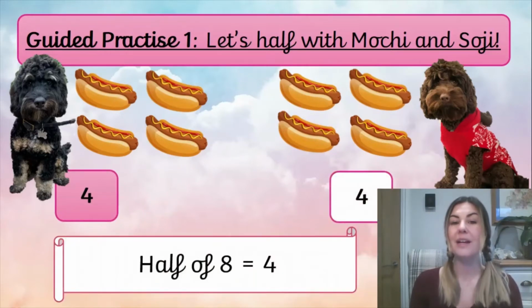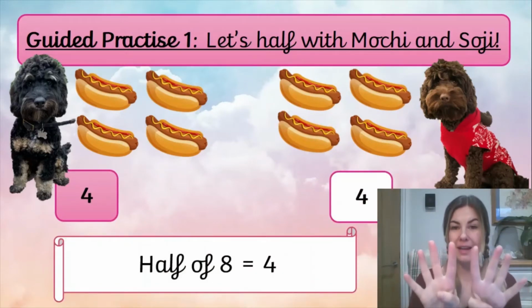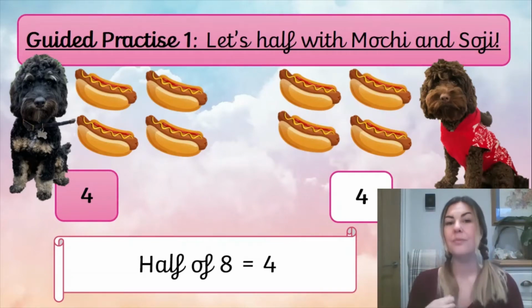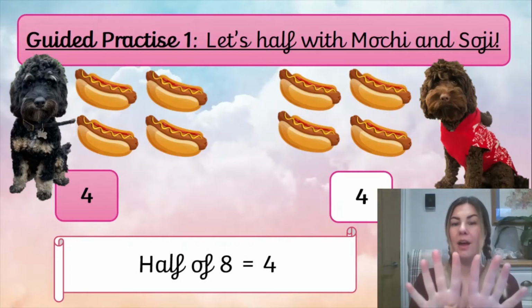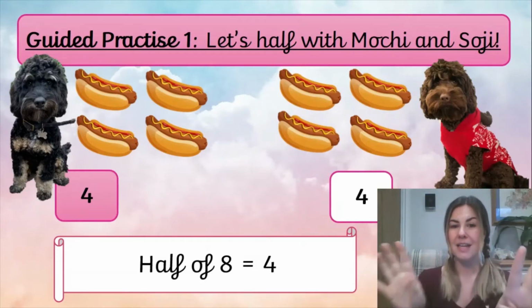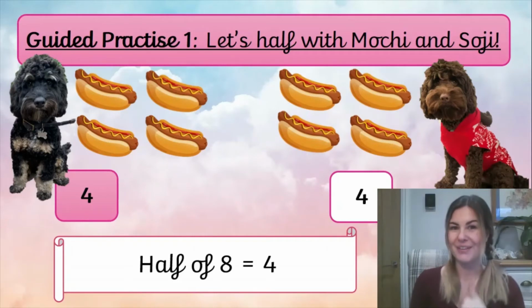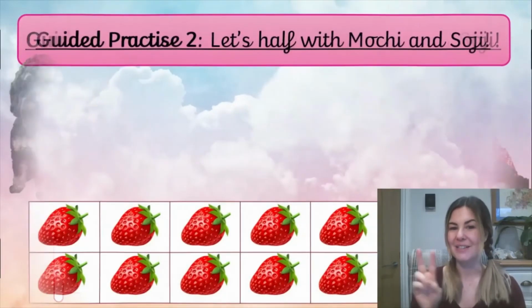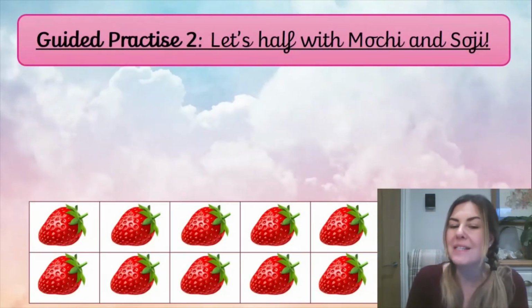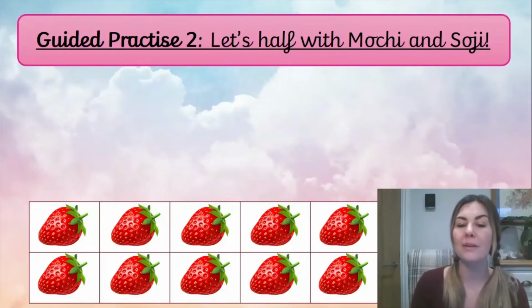So we have learnt that half of 8 equals 4. Do that with me. Half of 8 equals 4. Great job if you got that right. Now let's have a look at our second question. Oh, this time they've got some strawberries.